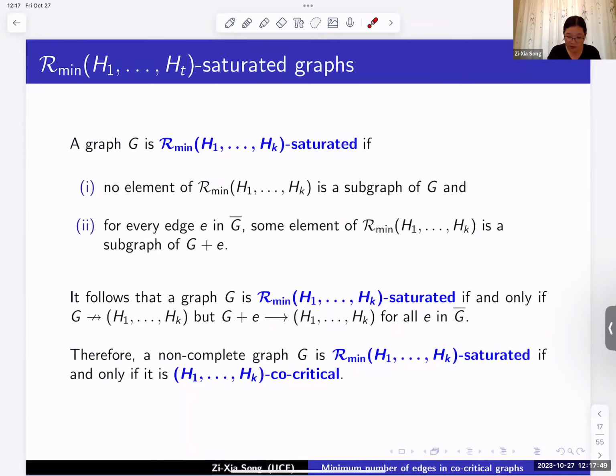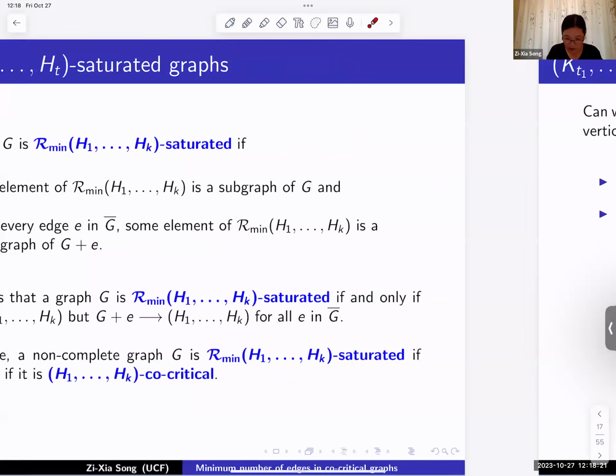Because of this, starting a couple of years ago, I stopped using Ramsey minimum. When I first studied this topic, I read the paper on Ramsey minimum saturation. Later on, I stopped using it, I think because the definition of co-critical here is much clearer. So I will just stick to the co-critical graph definition.